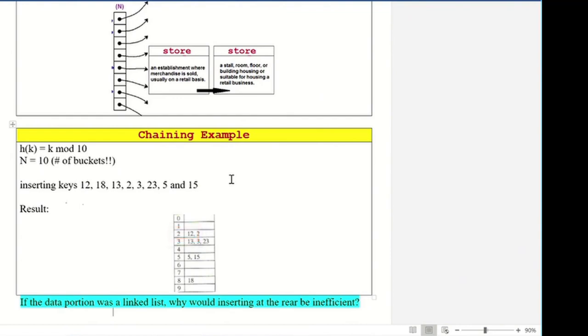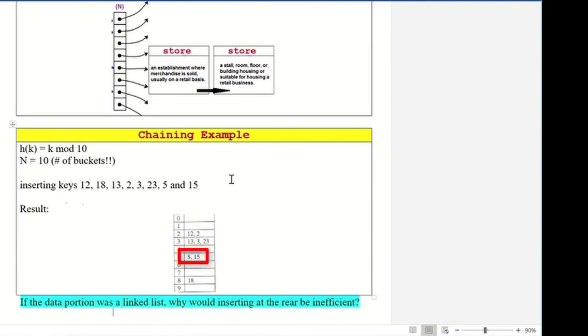Then we get to 18. 18 mod 10 gives a remainder of 8. So notice it's in the 8 spot. And then I think you can figure out the rest of that. Now notice it's chaining because I have other values connected behind it.